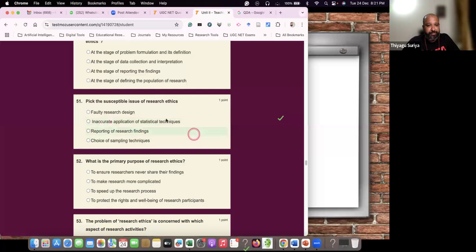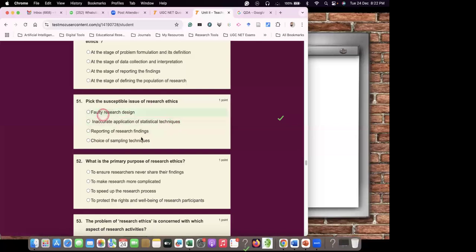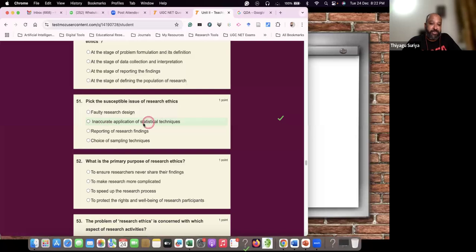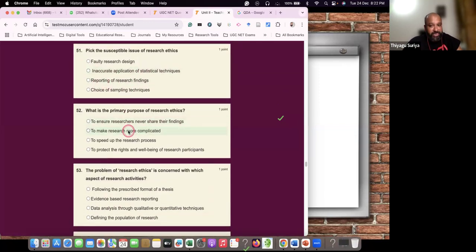Which is an issue here? Faulty research design, inaccurate application of statistics, reporting of research findings, choice of sampling techniques, which may be an inappropriate application of statistical techniques. Like, these are the things not relevant to research ethics. Inaccurate applications are not our problem. We can use any applications. Inaccurate applications are related to research innocence. We don't know how we can use it. That is not research ethics. Research ethics is related to reporting the research findings.